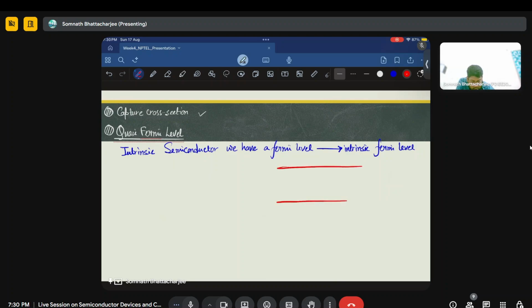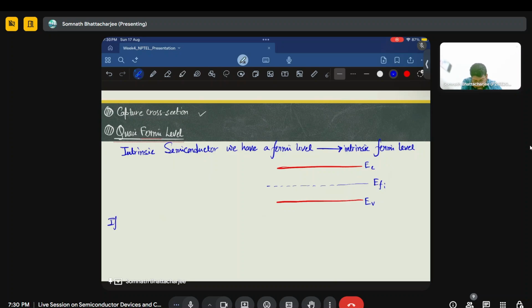So if this is the semiconductor, this is the conduction band, and this is the valence band. Now the intrinsic Fermi level would be here, EF of I. So let's rewrite it as EC and EV. Okay, so EF of I was termed as the intrinsic Fermi level.